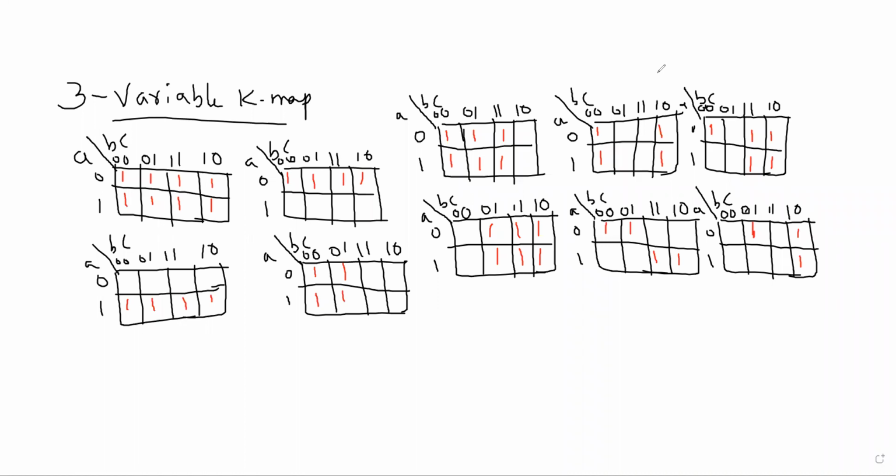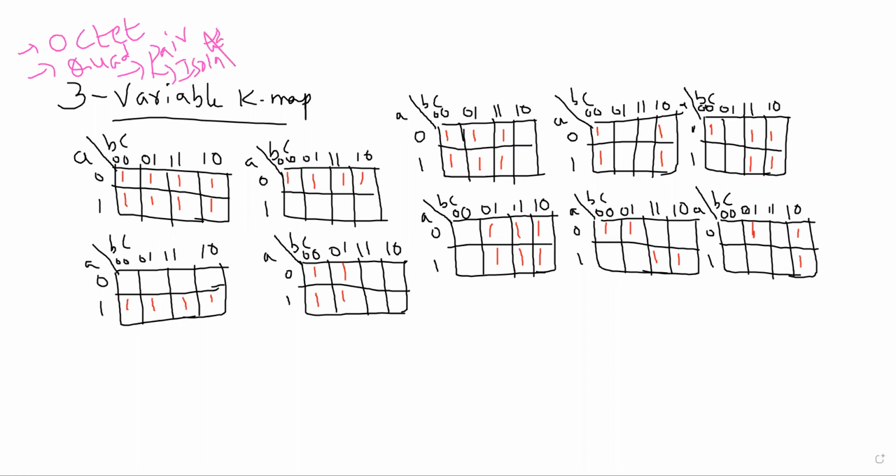Here the first priority should be given to the octet. Why? Because it is a three variable map, 2 power 3, 8 cells. The second priority should be given to the quad, the third priority should be given to the pair, and finally the fourth priority should be given to the isolated one. Okay, in this manner you have to give the priority.